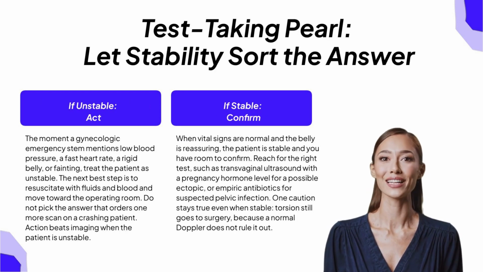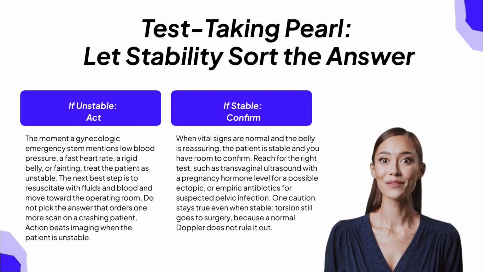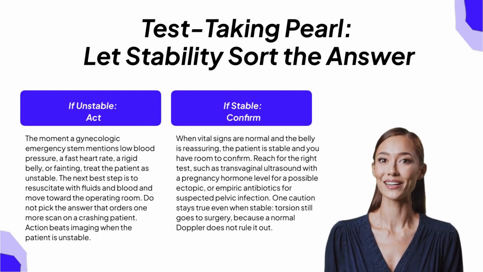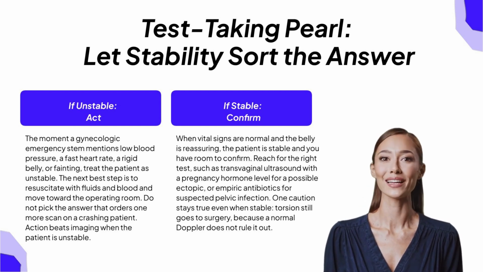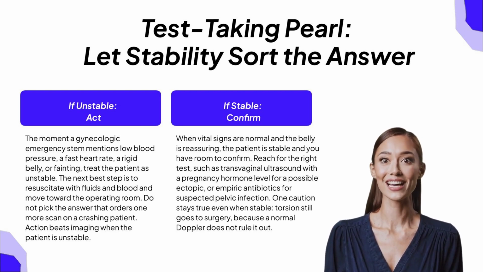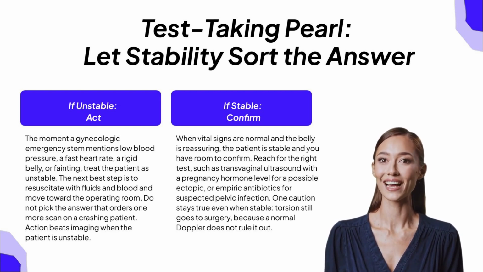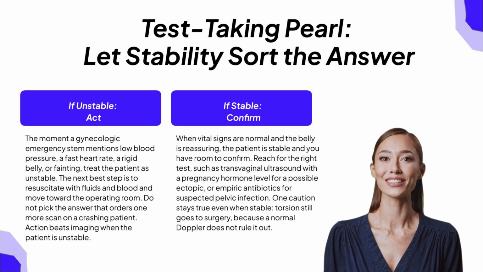Here is the single test-taking pearl that ties all 4 emergencies together, and it is to let patient stability sort the answer. On any gynecologic emergency stem, your first move after reading the complaint is to check the vital signs and the exam for instability. If you see low blood pressure, a fast heart rate, a rigid or peritoneal belly, or fainting, treat that patient as unstable, and the next best step is to act. Resuscitate with fluids and blood and head toward the operating room. Do not be tempted by the answer that orders one more scan while the patient is crashing, because on these stems action beats imaging when the patient is unstable.